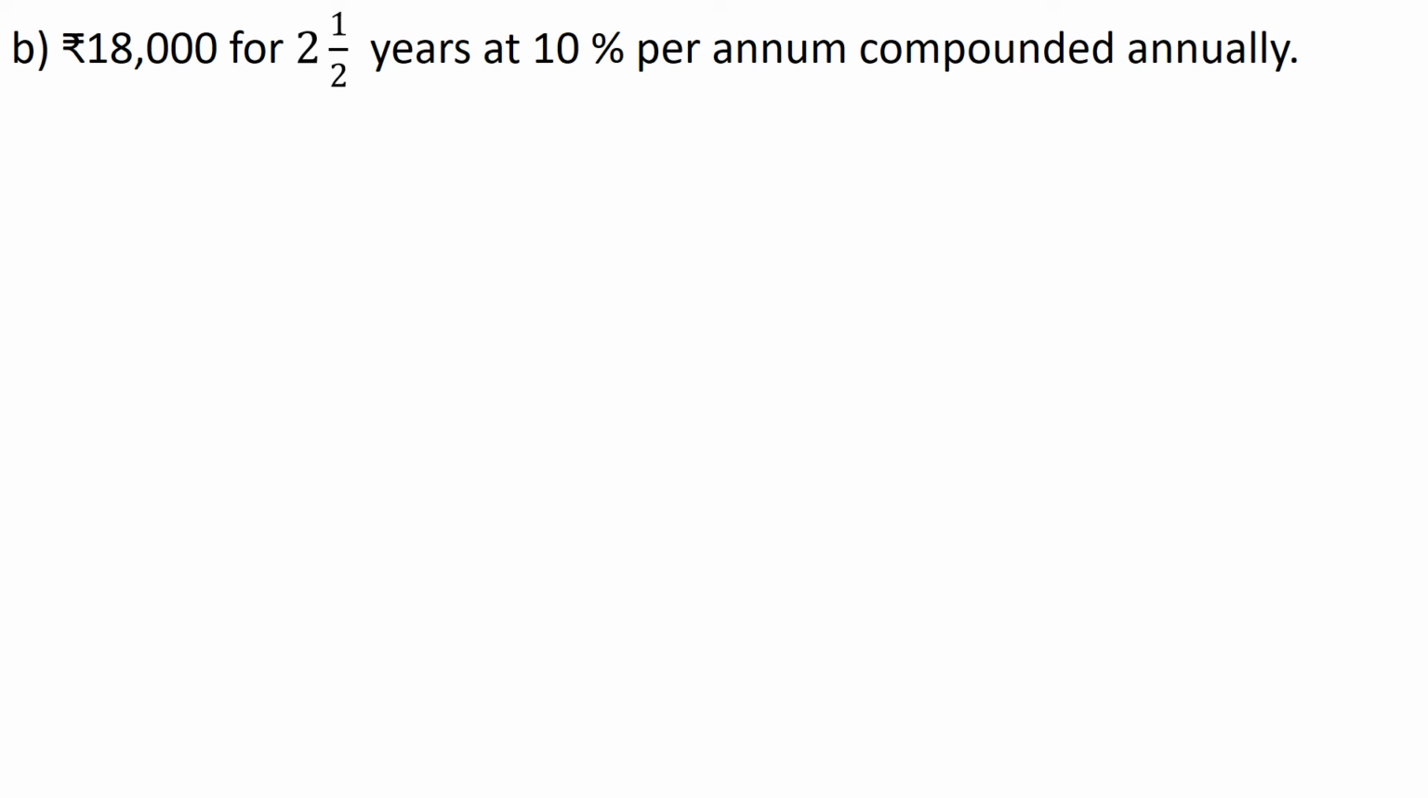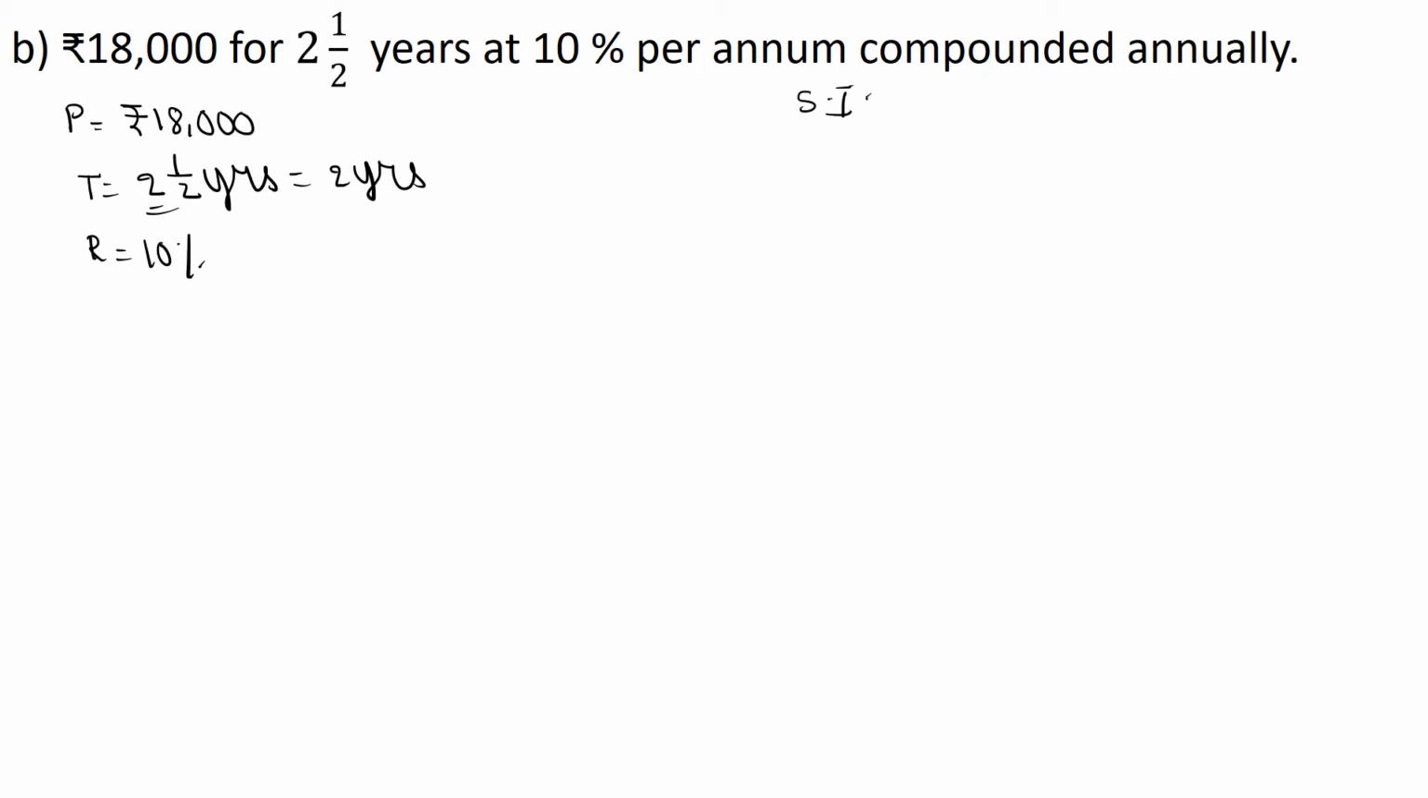Rupees 18,000 for 2.5 years at 10% per annum compounded annually. Here principal is rupees 18,000, time 2.5 years, rate of interest 10%. Here time we can't take 2.5 years totally. Let's take 2 years, and for the one more half year let's take simple interest.